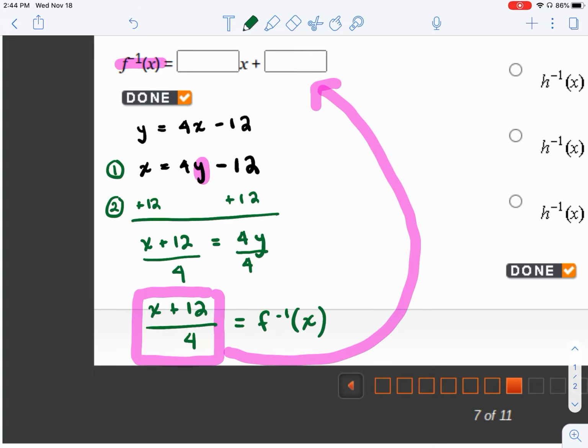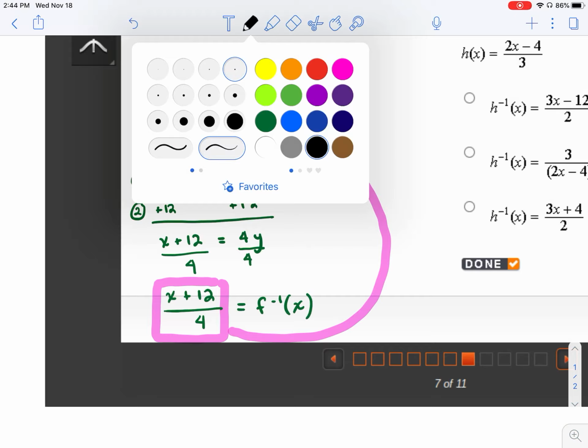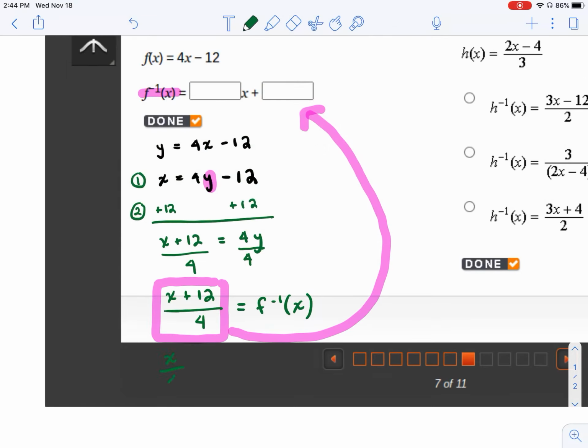So what I'm going to do is divide the first term by 4 and divide the second term by 4. I have x over 4 plus 12 over 4, so I am going to divide each term separately. Since I have x over 4, the coefficient in front of x is 1, so what I have is 1/4 of x. And then I have 12 divided by 4, which is 3. And that's how you do the first one.